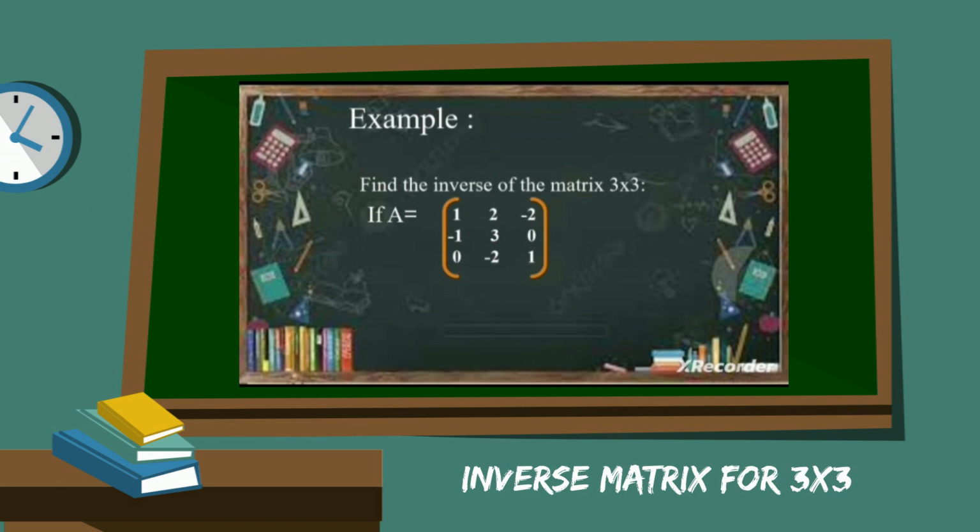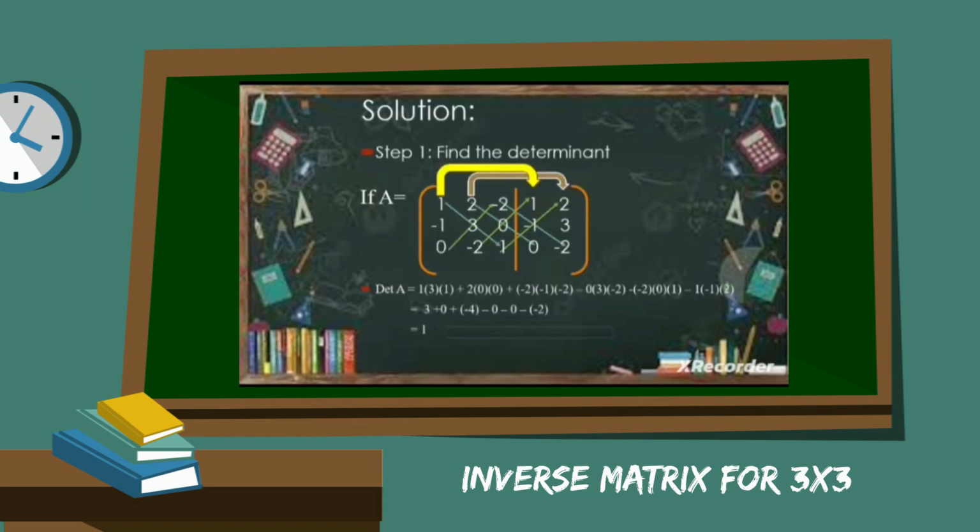Here we have a 3 by 3 matrix. The first step we are going to do is find the determinant of this matrix A. To find the determinant, I just copy the first 2 columns and place them on the right side of the matrix. The numbers in column 1, which are 1, negative 1, and 0, I copy and paste to the right side, and now copy column 2, which is 2, 3, and negative 2, to the right side.